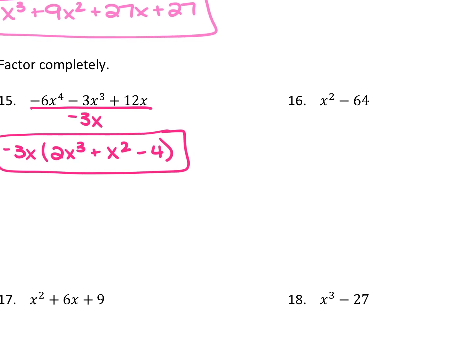For 16, we have x squared minus 64. You can take the square root of both of those terms, and they're separated by a negative. So we'll use a minus b times a plus b. And that's just going to give us x minus 8 times x plus 8.